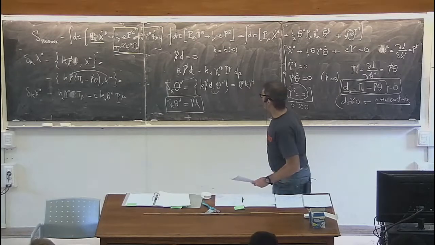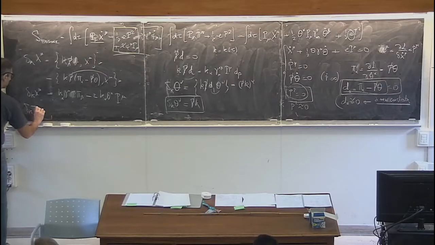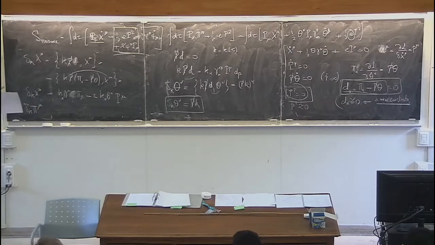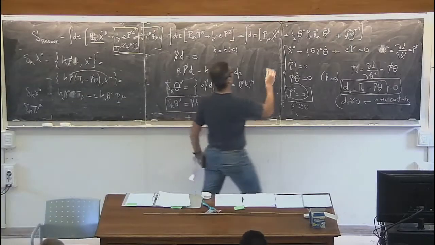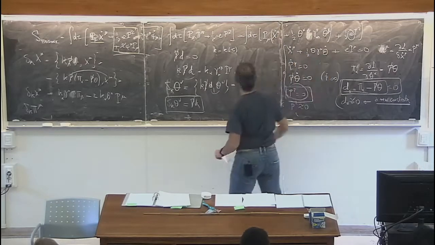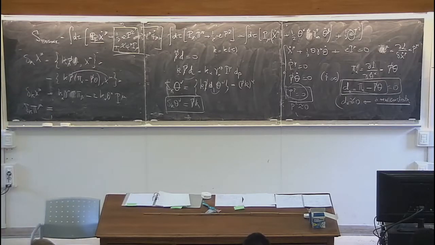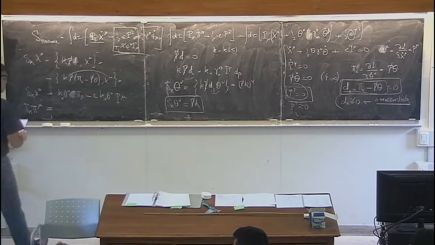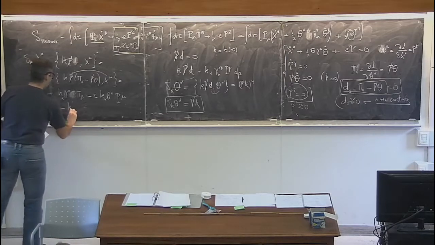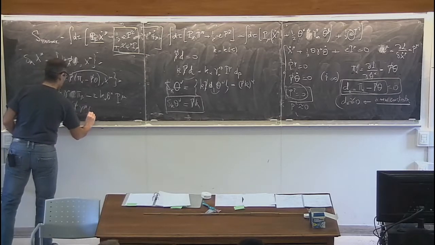Now I leave you the following as an exercise. You calculate the definition of pi mu, where pi mu is defined as I was saying before. This expression here contains pi mu. If you calculate pi mu and you use the constraints and the definition that I gave you, that gives you minus kappa p slash gamma mu theta.